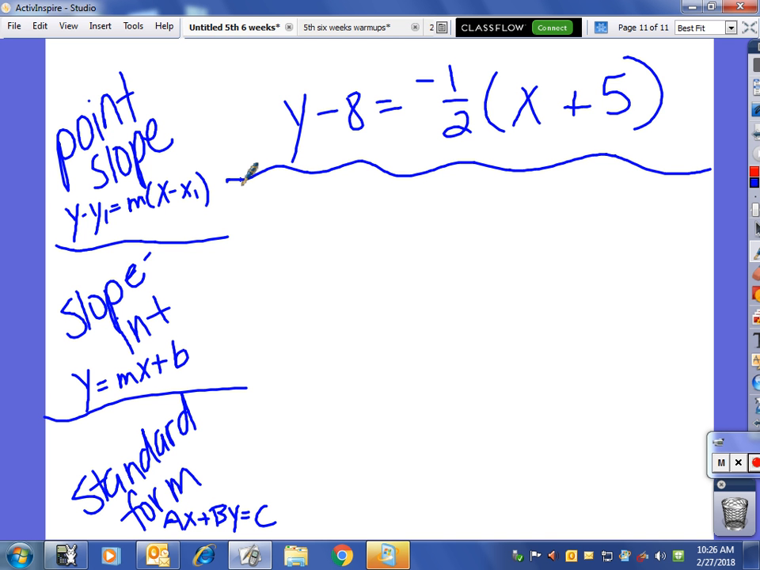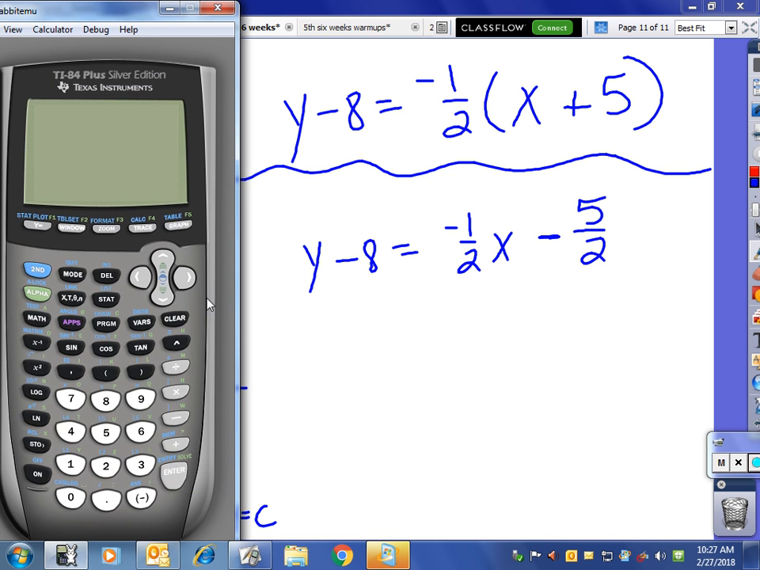I would distribute the negative 1/2. So this is going to become y minus 8 equals negative 1/2 x minus 5 over 2. I just left it as a fraction. 5 over 1 times negative 1/2 is negative 5 over 2. Now, I really wouldn't suggest getting rid of the fraction because it's going to have a fraction slope. I would just use your calculator to help you do the math. What do I have to do next? I've got to add 8. What am I adding 8 to? Not to 5 over 2, to negative 5 over 2. So I would just use my calculator to do the computation.